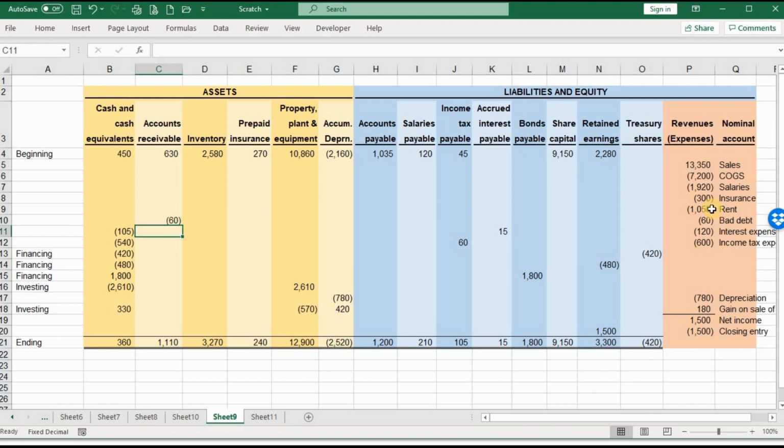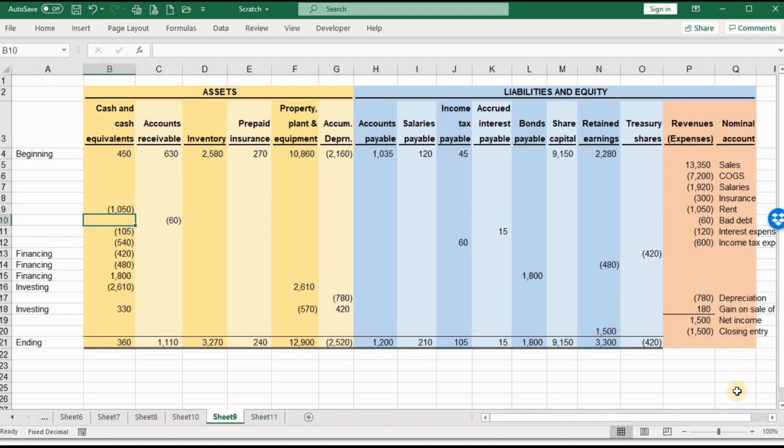Now let's proceed to rent. The rent is 1,050 pesos. Looking at the balance sheet accounts, there is no account related to the rent expense. So in order to have an equal balance of the equation, the left side must also have a negative 1,050 pesos, and that will be under the cash column. So negative 1,050 pesos pertains to payment of rent.